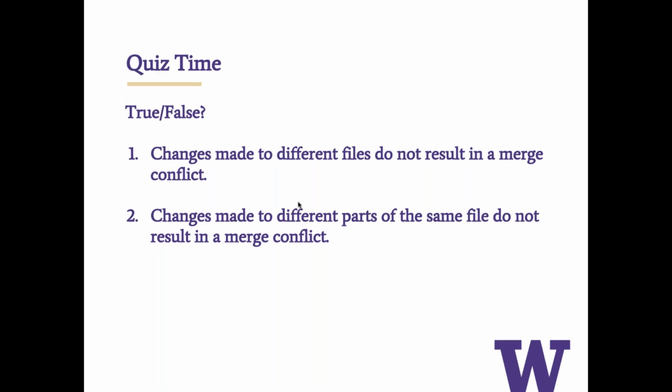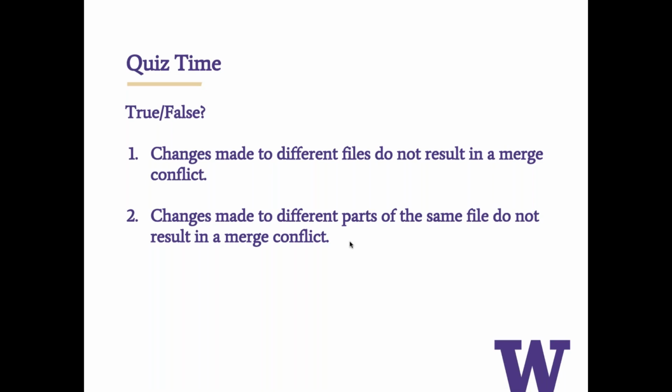So the next question is, changes made to different parts of the same file do not result in a merge conflict. How many of you think that is true? So a few of you think that's true. The answer is that usually that's true. And the reason is that Git can parse the file, and if things happen at different places, it's actually okay.